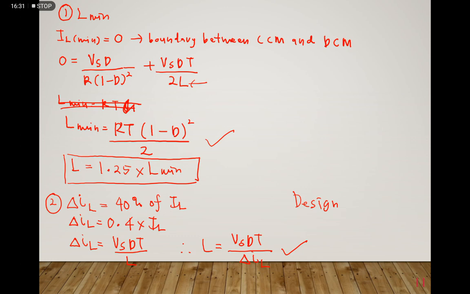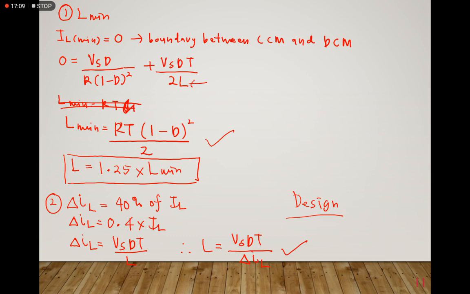So in designing, you need to include both design approaches, which is using the L min and using the delta IL equation. If in the question it doesn't mention the word design, maybe it just mentions find or determine the value of L, you need to look at the mark portion. If the mark is, let's say, 5 marks or maybe 6 marks, you can use either one of the design approaches, either the first approach or the second approach.